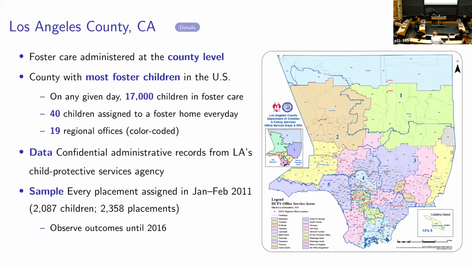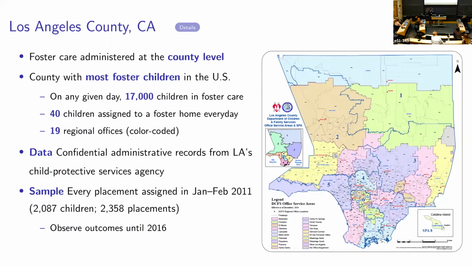And this is basically the margin that I'm going to look at. The problem is that we have 2 children that we need to place in foster homes on average, and why did the social workers decide to place them where they did? The data comes directly from confidential administrative records from LA County's Child Protective Services agencies. For the purposes of this talk, I'm going to use 2 months of data from 2011. It's a little over 2,000 children, almost 2,300 placements. And I'm going to observe outcomes, basically what happened to these children in these foster homes for 5 years, until 2016, so I don't really have to worry a lot about censoring.